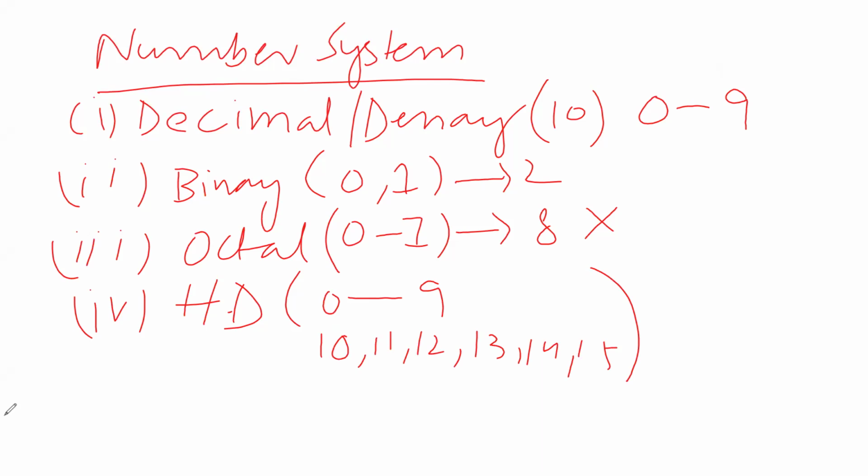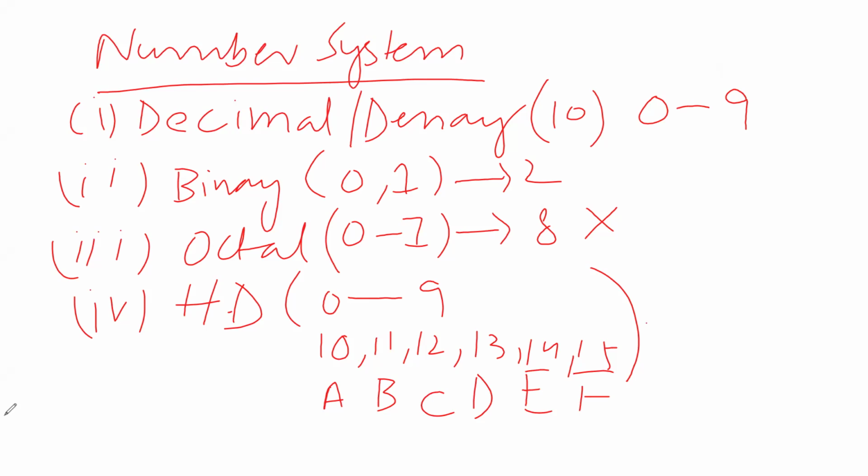Instead of 10, we have to write A. Whenever you find 10 in decimal, you have to write A, not 10. So whenever you find 11 in hexadecimal, you have to write B. And 12 is C, 13 is D, 14 is E, and 15 is F. Got the idea?